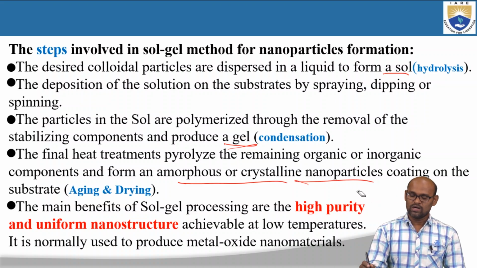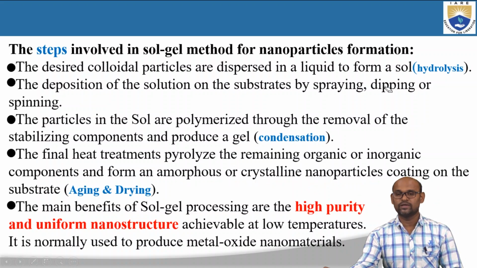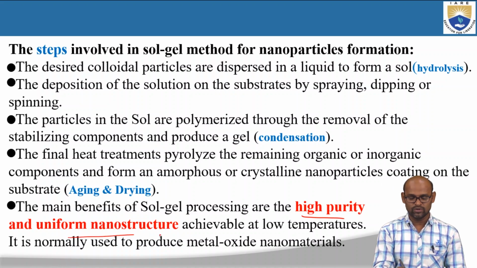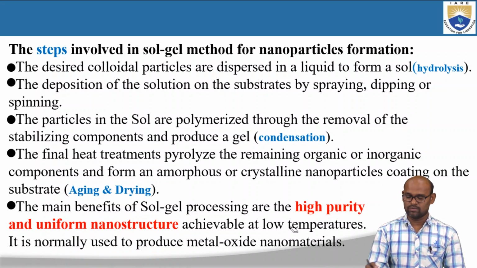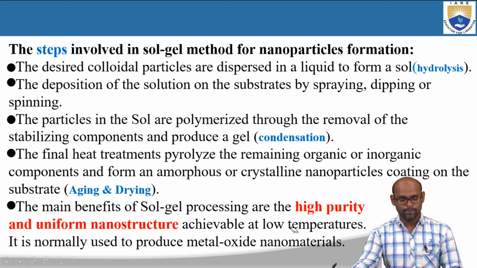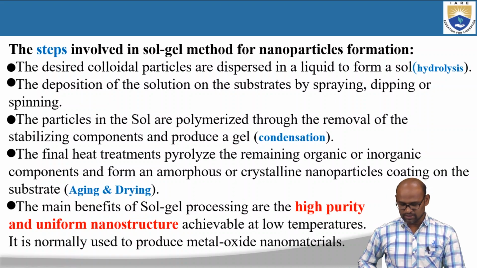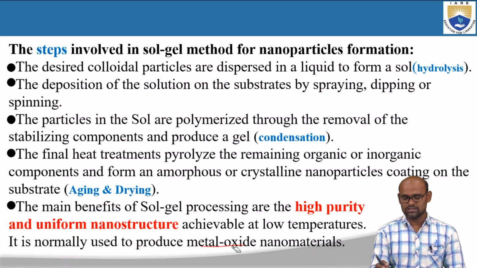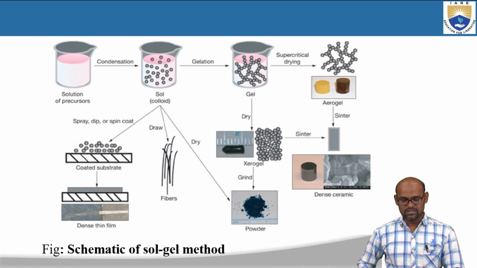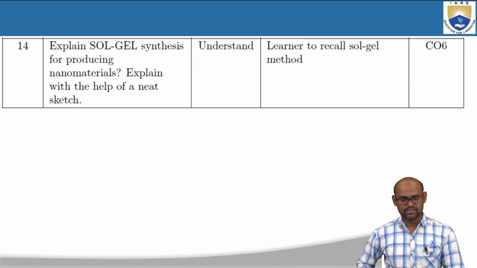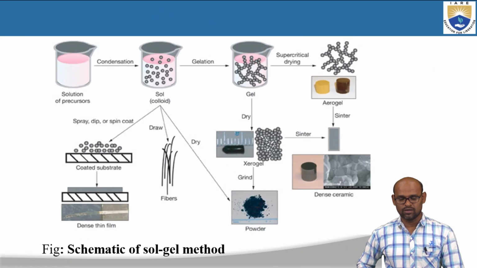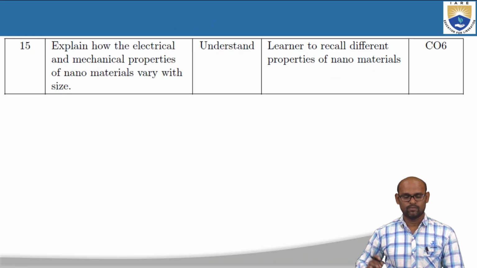What are the benefits of this sol gel method? The benefits of the sol gel method are that high purity and uniform nanostructures can be formed. And normally this sol gel method is used to prepare metal oxide nanomaterials. So this is the sketch, and we have basically discussed the sol gel synthesis using a neat sketch.